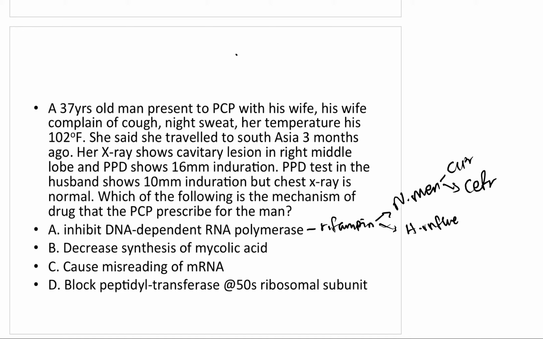So B, which is isoniazid, and this is the answer. The answer is B, isoniazid. And C is our aminoglycoside. And one interesting fact about aminoglycoside is that it is the only protein synthesis inhibitor that is bactericidal, that it kills the bacteria. And D is our chloramphenicol.